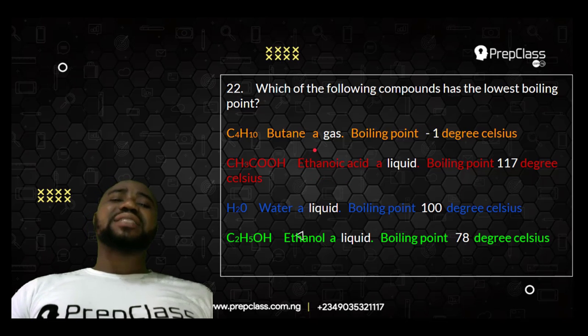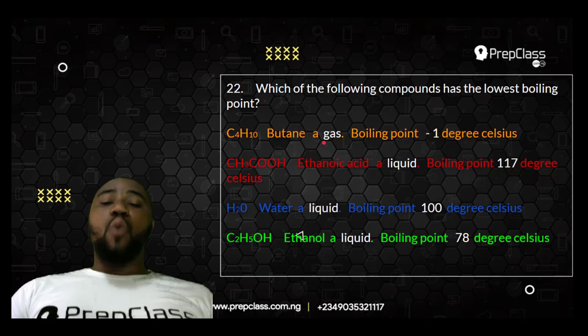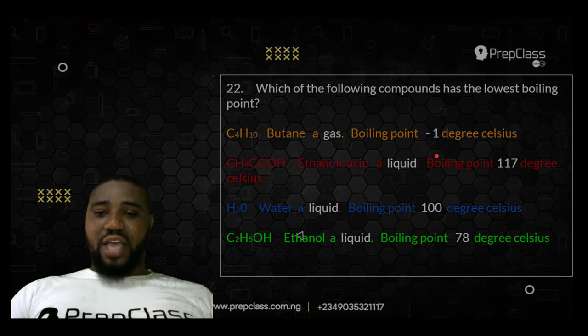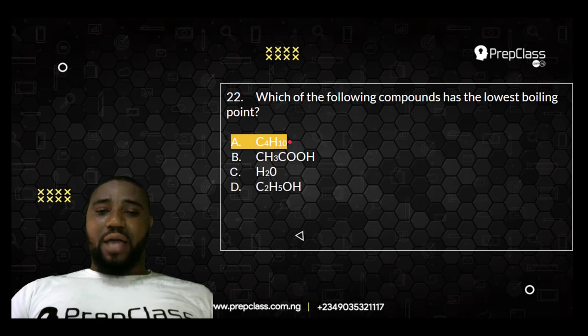So the one that will definitely have the lowest boiling point is the gas, because gases have much lower boiling points than liquids due to the arrangement of their molecules. Because butane is a gas, it obviously has the lowest boiling point, and because of that the correct answer is butane, C4H10. I believe you understand that.